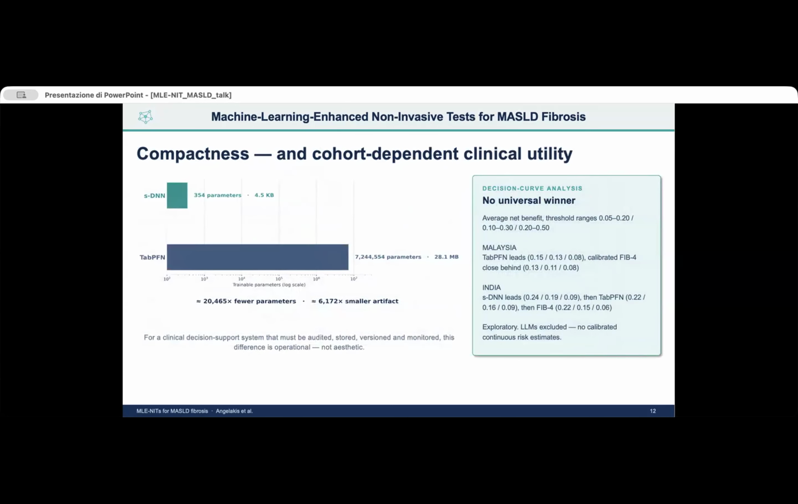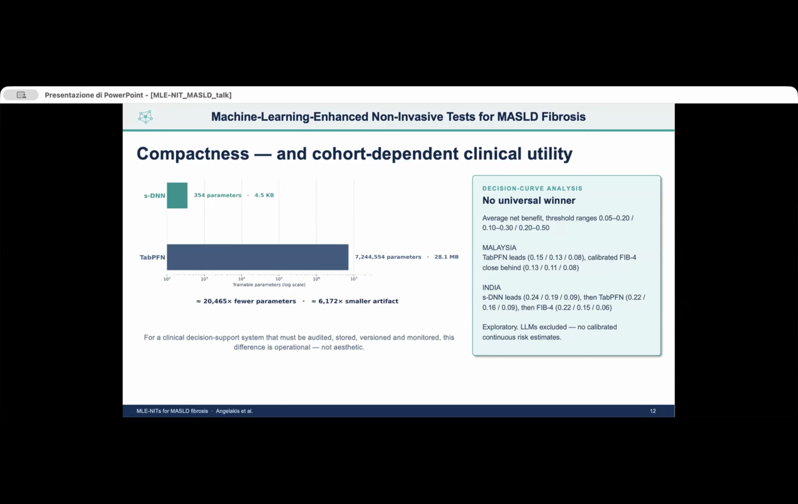Let's also examine an aspect that often receives little attention, that is model size. Our neural network contains only 354 parameters, as I said before, right? TBFN contains more than 7 million parameters. In clinical deployment, compact models have real advantages. They are easier to validate, to version, to audit, and also to integrate in decision support systems.